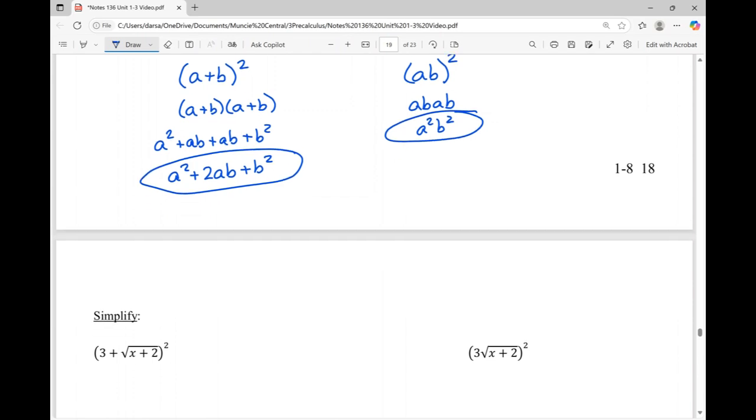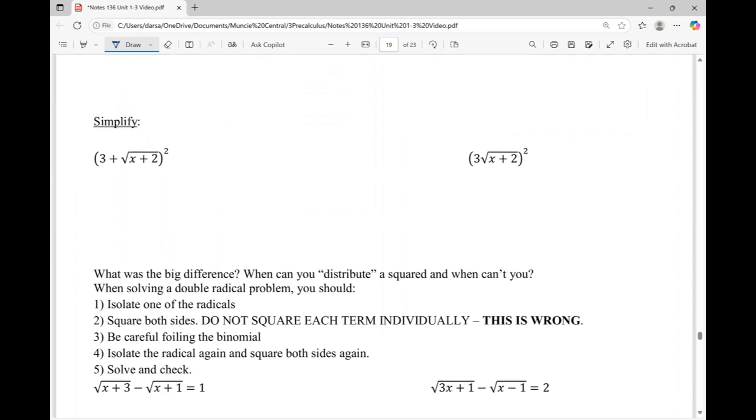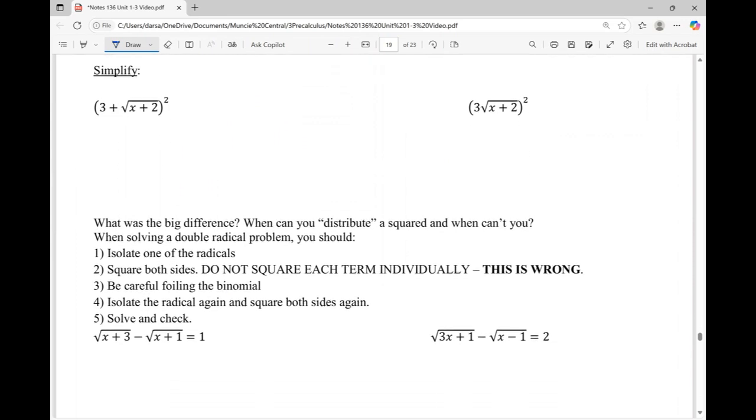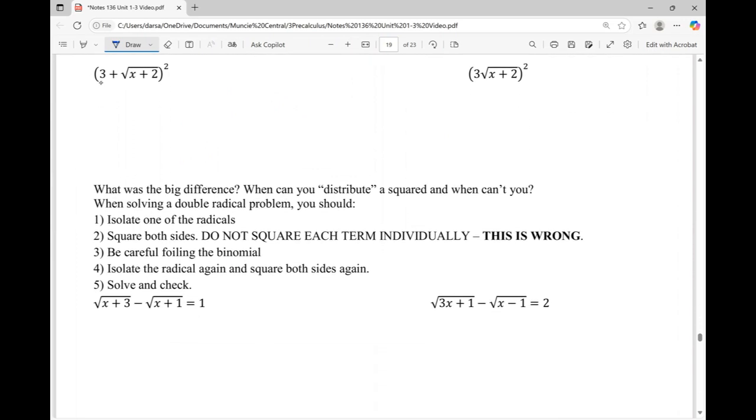Why is that important? Because the next things we're going to do are really long, but they involve being able to understand the difference between (3 + √(x+2)) squared and (3√(x+2)) squared. What we just talked about will help you see the difference. In both cases, we're going to write it twice and multiply. So 3 plus the square root of x plus 2, times 3 plus the square root of x plus 2. And then we're going to binomial multiply.